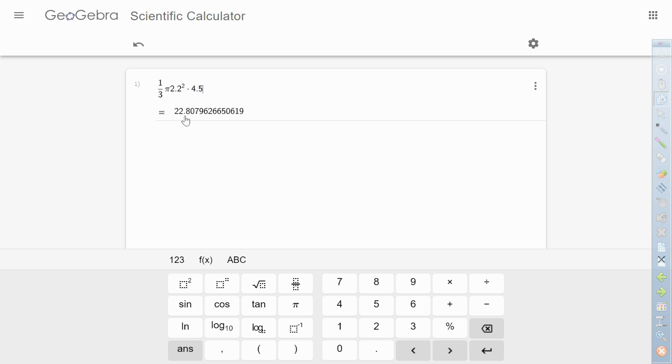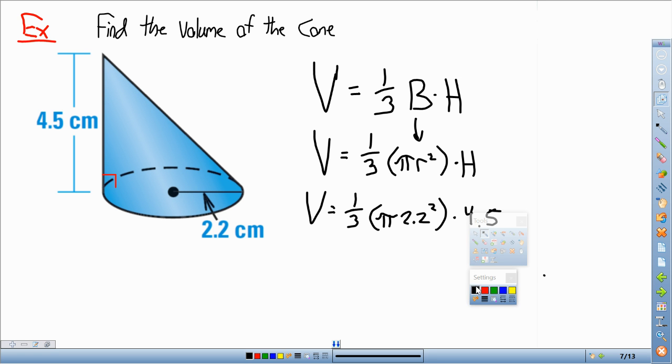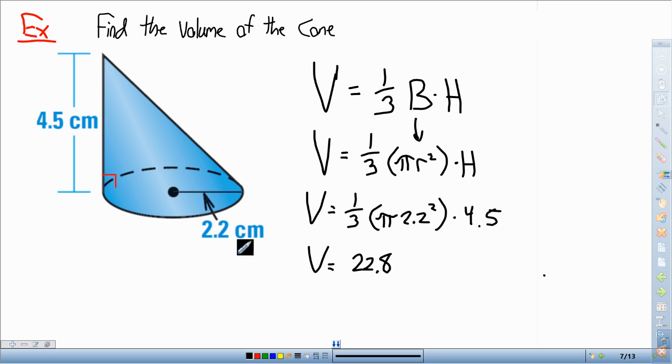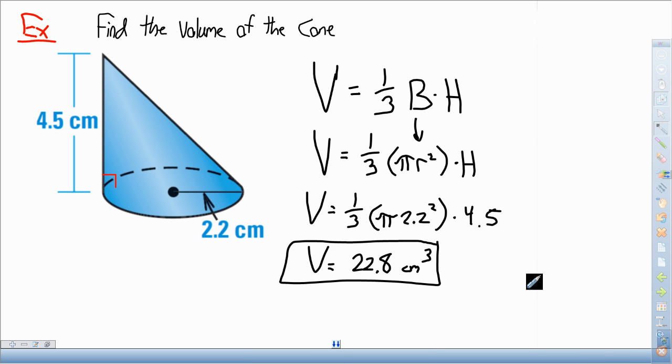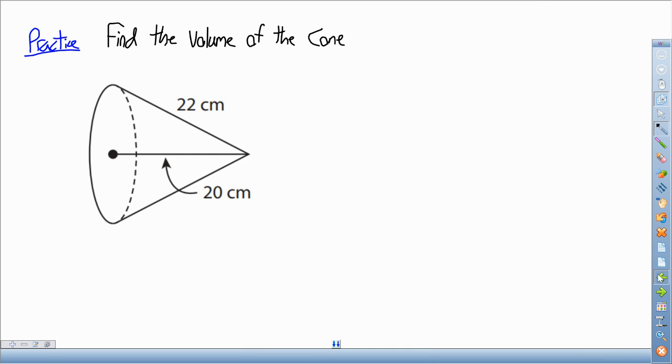But I'm getting 22.80, so we'll say 22.8. Our units are centimeters, so centimeters cubed. Typically the height of your cone will be coming from the center of it like that. But since this one was kind of slanted, it was a little different than your typical one. But again, height is always at that 90-degree angle. Let's try one more of these cone problems.